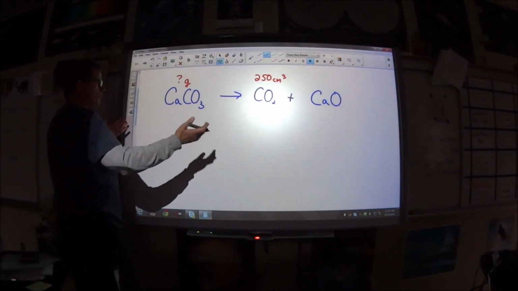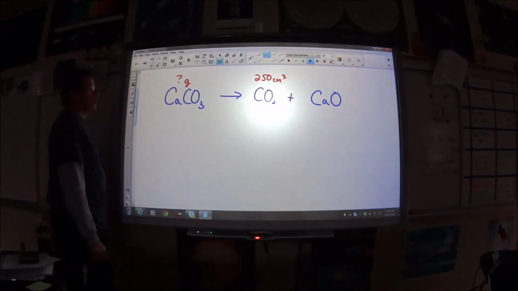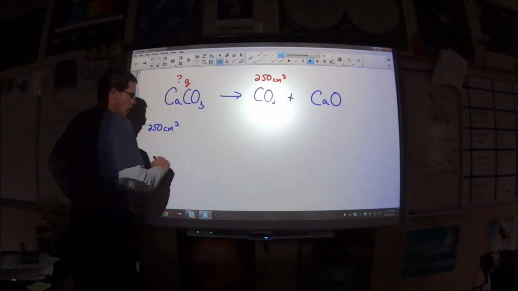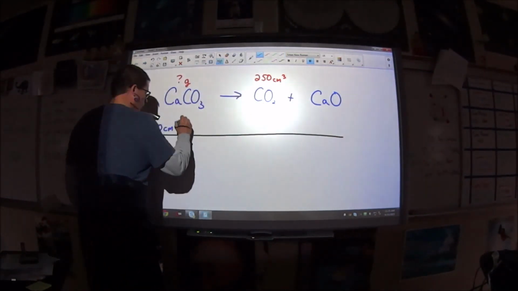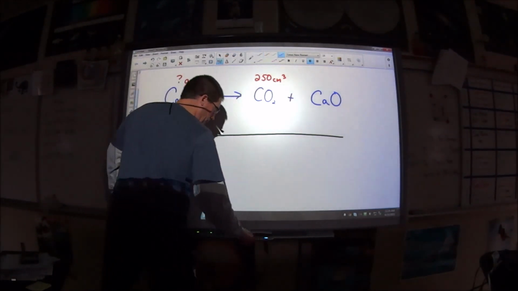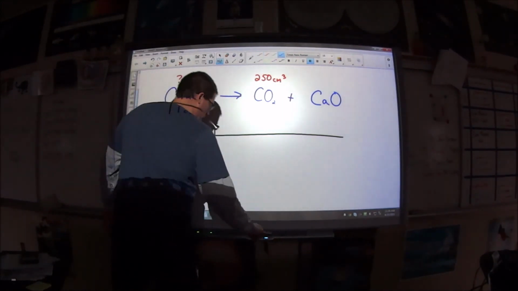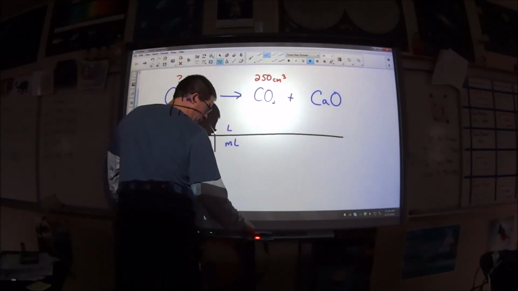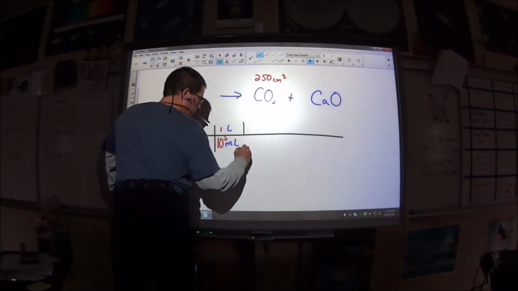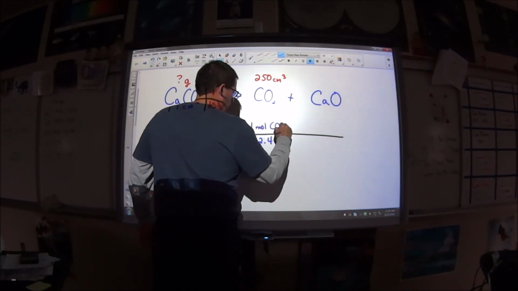So step one, write a balanced equation. It's pretty darn good. 1 calcium, 1 carbon, 3 oxygen, 3 oxygen. So it's balanced. Step two, take what was given. So we have 250 centimeters cubed of a gas, carbon dioxide, and let's convert that into moles. That means we need to convert centimeters cubed into milliliters, milliliters into liters, liters into moles at STP. So 1 centimeter cubed equals 1 milliliter. There are 1,000 milliliters in a liter, so 10 to the 3. And we'll use STP, so 22.4 liters equals 1 mole of carbon dioxide gas.